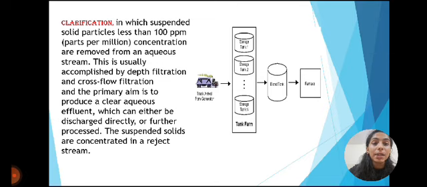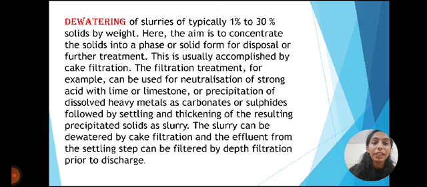Clarification, in which suspended solid particles at less than 100 ppm concentration are removed from aqueous streams. This is usually accomplished by depth filtration and cross-flow filtration, and the primary aim is to produce a clear aqueous effluent, which can either be discharged directly or further processed. The suspended solids are concentrated in a reject stream, a slurry of typically 1% to 30% solids by weight. Here the aim is to concentrate the solids into a solid phase for disposal or further treatment. This is usually accomplished by cake filtration.